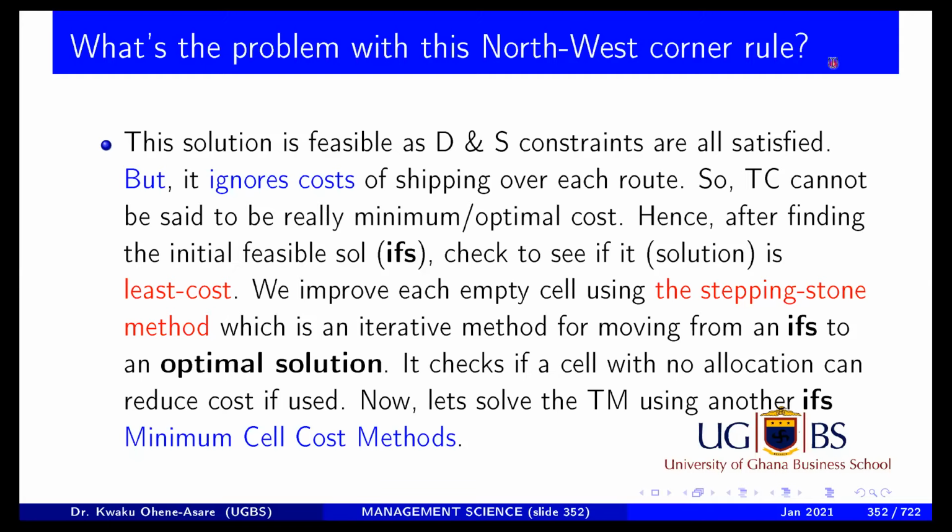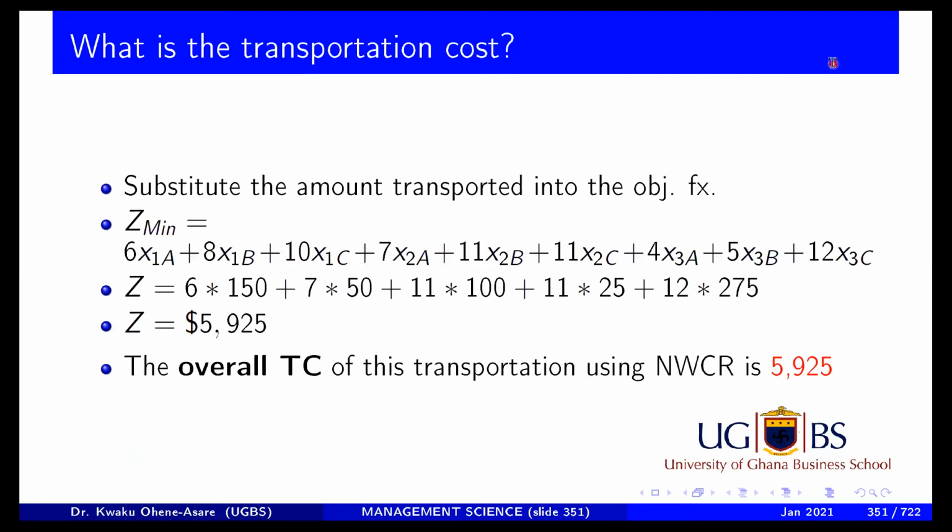So we've indicated that the northwest corner rule is one of them. The next one is the minimum cell cost method. Now, there are a few problems with the northwest corner rule that I want to quickly mention. The solution is a feasible one because the demand and the supply constraints are all satisfied. So there's no question about that, no problem. But it ignores costs of shipping over each route.